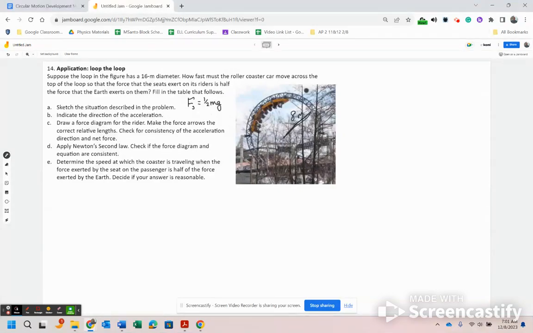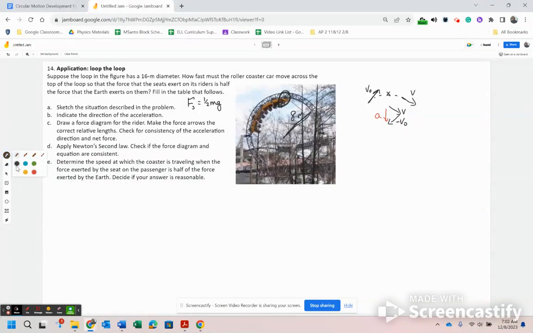Okay, so if we look at the roller coaster at the top here, in particular the passengers, we know that the velocity going into the top is going to be tangent right before it reaches the top, and then tangent right after it reaches the top. So to find our change in velocity, we have our final velocity minus our negative initial velocity, which means our change in velocity is going to be directed down to the center. Our acceleration is going to be pointing towards the center.